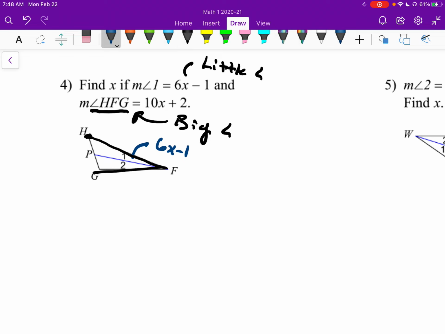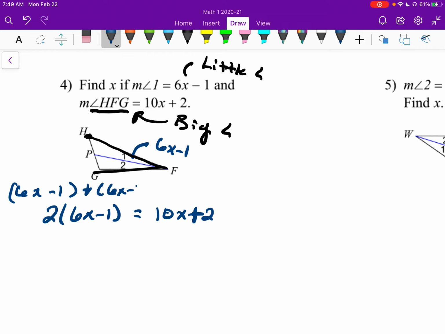So I could say 2 times my bisected angle, 6x minus 1, is the big angle, 10x plus 2. Another way of writing this is you could say, well, this is going to be 6x minus 1 plus 6x minus 1, right? Because each of the angles added together is the whole, right? This line here and this line here mean the same thing. Use whichever one you want to. I'll try to alternate between what I use in this lesson. For this one, though, I'm going to use the 2 times piece, the bottom one there.